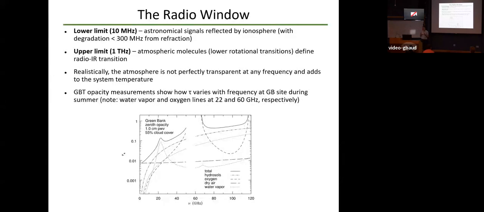So realistically, the atmosphere is not perfectly transmissive at any frequency, but there are some where we have to take extra care, and where the atmosphere will add significantly to the system temperature. So these are measurements from Green Bank of the tau from this site, going from basically the lower limit of our observations up to the upper limit of the observations.